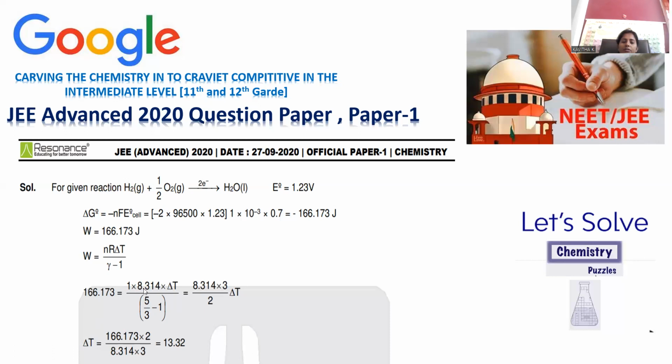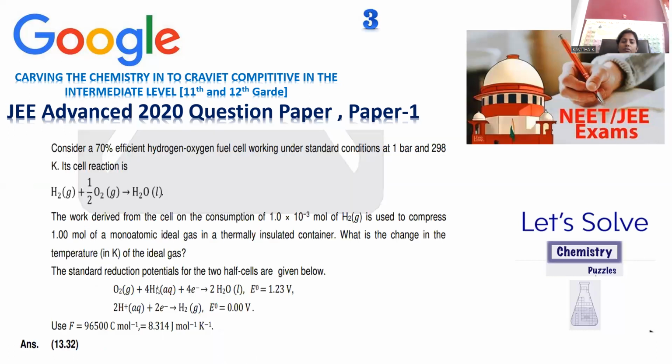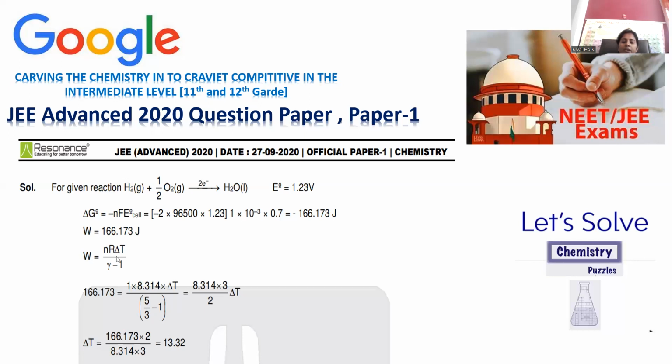R is the gaseous constant whose value is 8.314, mentioned over here. The delta T is to be determined. Gamma value is 5 by 3, and negative 1 can be taken. So if you take all these except the delta T to be calculated, delta T is equal to this 166.173. Whatever denominator is there will come up and be multiplied with the 2. Whatever numerator terms are there will come down, 8.314 into 3. If you do this calculation, the change in temperature is 13.32.